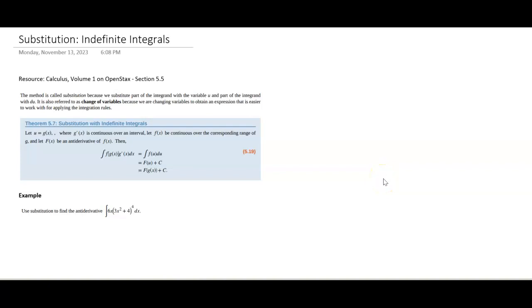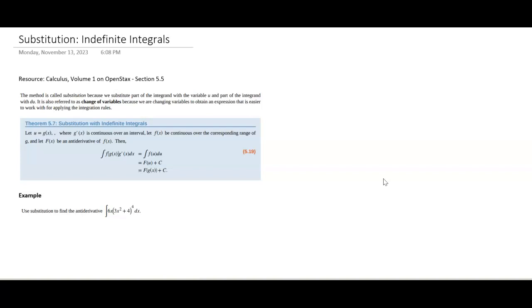All right, this video is going to be about how to use substitution on indefinite integrals. We call this method substitution because we are literally going to take every single x and replace it with some other variable u, where u and x have to have some type of relationship. It's also called change of variables because we're literally changing the variables of the expression so that it's easier to work with as far as applying the integration rules.